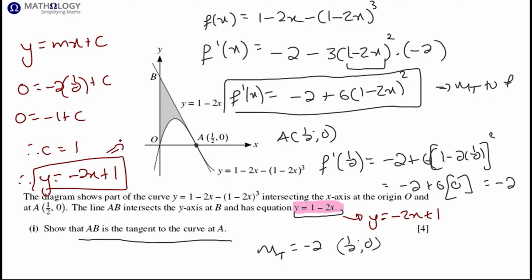So therefore, we have just shown that the equation of AB is y equals 1 minus 2x, or y equals minus 2x plus 1, and we've just determined the equation of the tangent to f at A, which is y equals minus 2x plus 1, which confirms that this equation just shows that AB is in fact the tangent to the curve f at A.